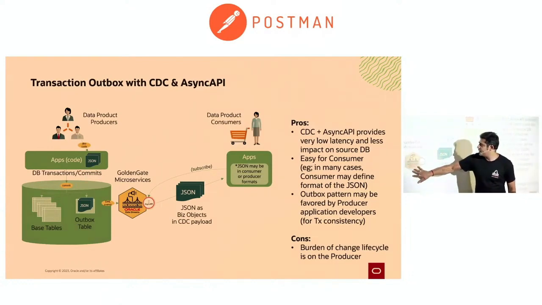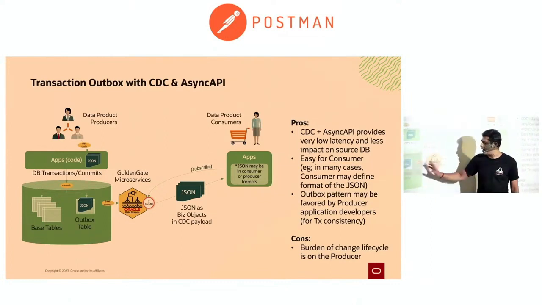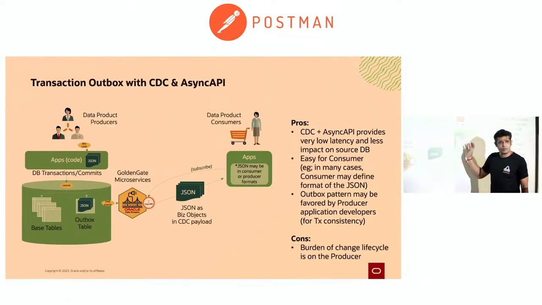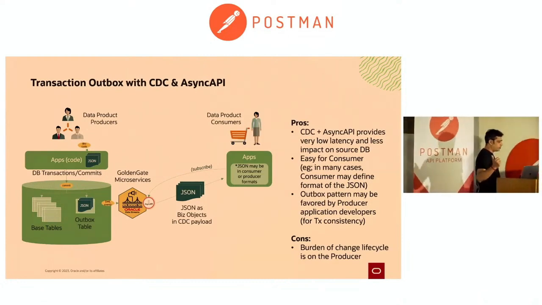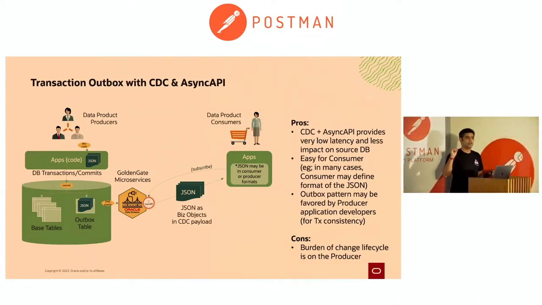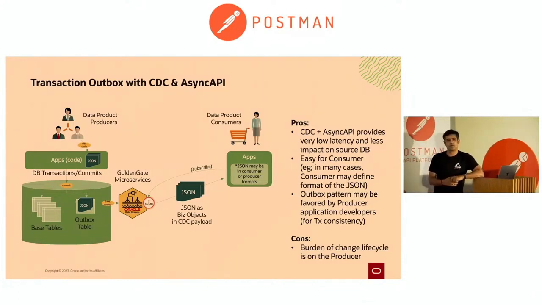So we create multiple data streams, and whenever a commit happens, GoldenGate captures the data and pushes the data to the target. So this Oracle GoldenGate completely replaces the broker as well as the message relay, right? So the pros here, yes, we have CDC plus async API, which provides very low latency. As I told you, the replication is very fast and easy for the consumer. And the con, again, is that the burden of change lifecycle is on the producer.